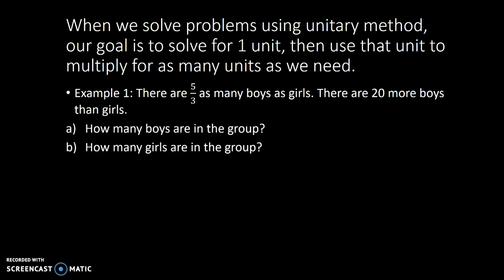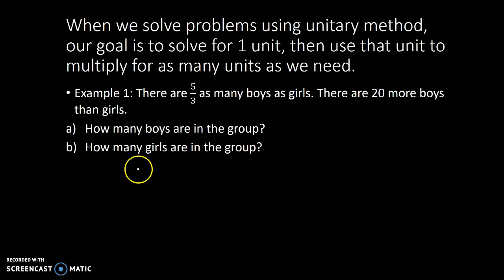Okay, so our first example says that there are 5/3 as many boys as girls. There are 20 more boys than girls. How many boys are in the group and how many girls are in the group? So first I want you to think about how you might solve that, and then I'm going to show you how we would solve that using the unitary method.